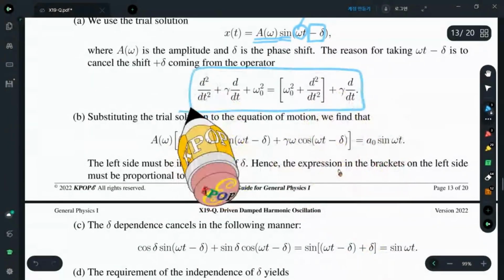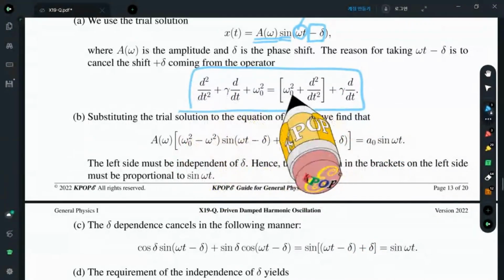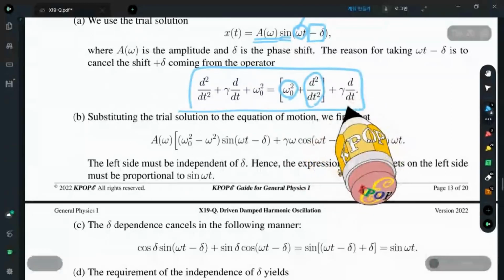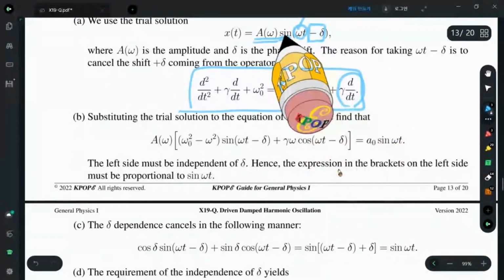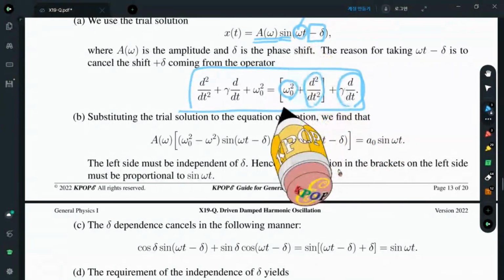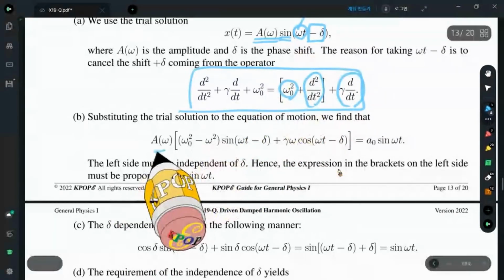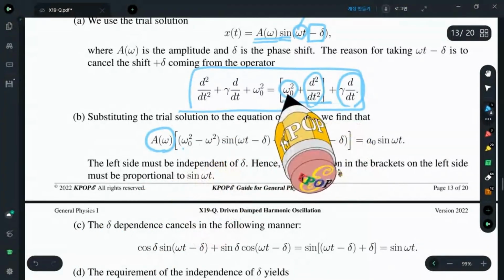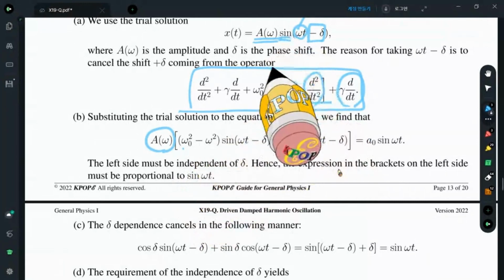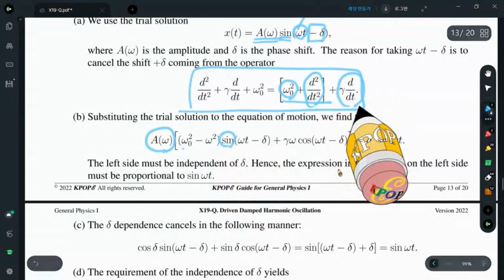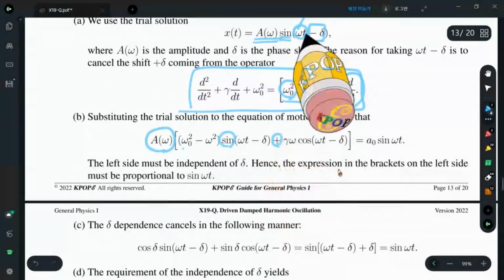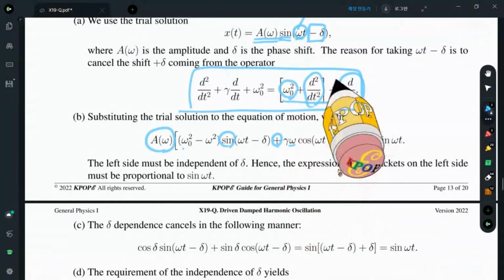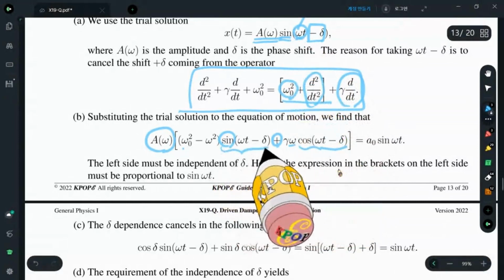Again, the differential operator is divided into two pieces: the no-derivative and double-derivative part, which will bring in the same sines, and the first derivative, which will bring in cosine. If I substitute this into the equation, what I have is, again, over amplitude A omega, omega zero squared minus omega squared, and sine becomes sine. And the first order derivative will bring in, in this case, a positive sign because it is a sine, gamma omega coming from this frequency. And sine is replaced with cosine instead of sine.